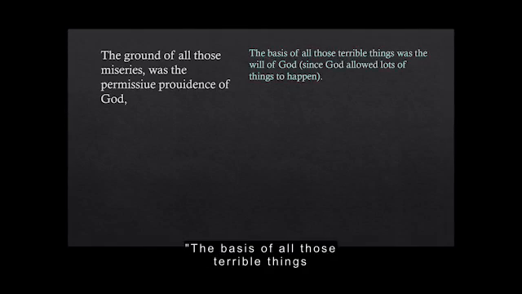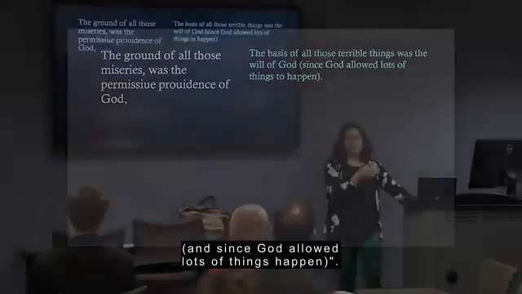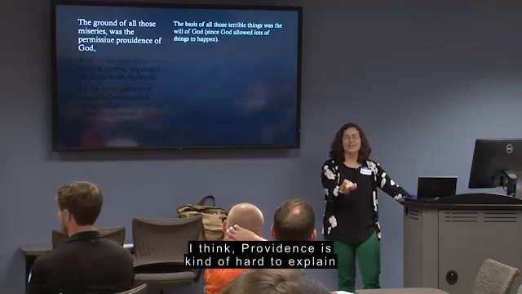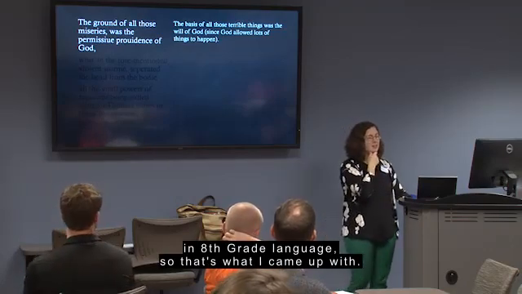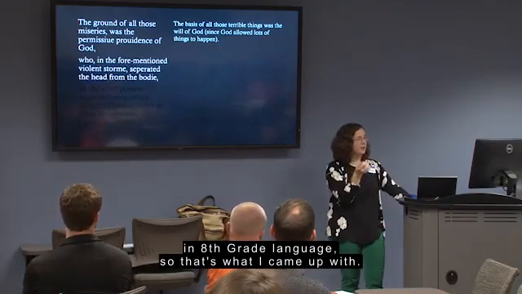So they just have to kind of replace that in their minds. So here is an excerpt from the excerpt. So when you have something that is "the ground of all those miseries was the permissive providence of God," I ended up with "the basis of all those terrible things was the will of God, since God allowed lots of things to happen." Providence is kind of hard to explain, I think, in 8th grade language. So that's kind of what I came up with.